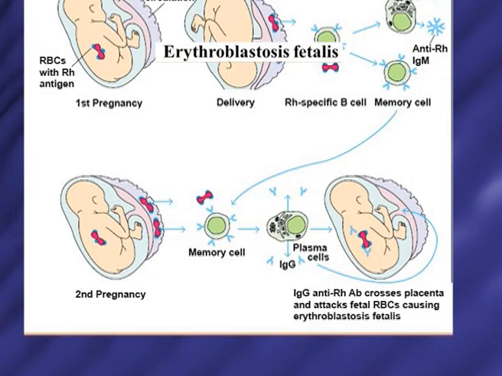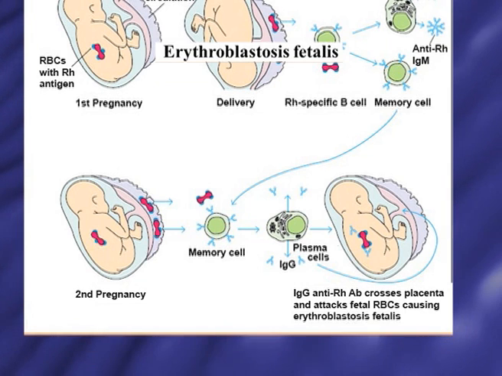Now, during the second pregnancy, if there is any blood contact between the fetus and mother, normally there is no blood contact due to the presence of the placenta, but if due to some damage there is blood contact and fetal blood enters the mother, then the memory cells generated during the first pregnancy will be activated, and this time memory cells will secrete IgG antibodies.